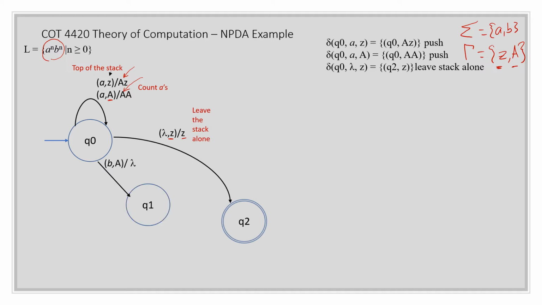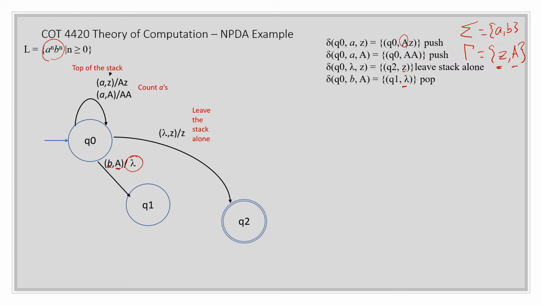And now, after I start counting my A's, I get a B. If the next symbol in the string is a B and there happens to be an A on top, I'm going to pop that A off. So that's what this transition looks like. This is a pop, this is a push, and this is a leave the stack alone.